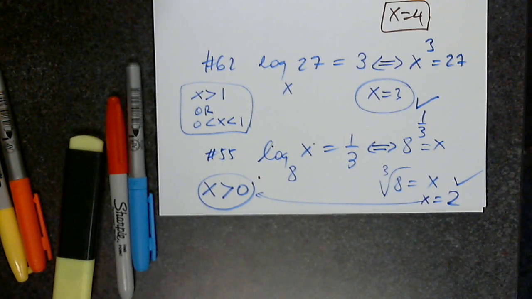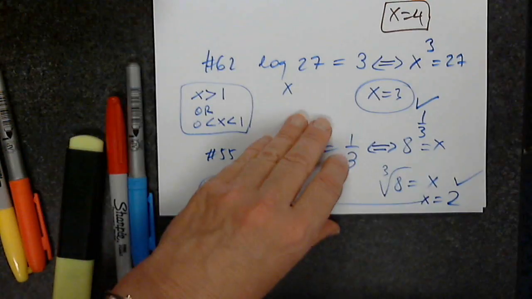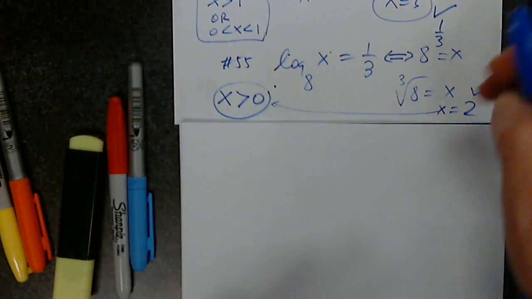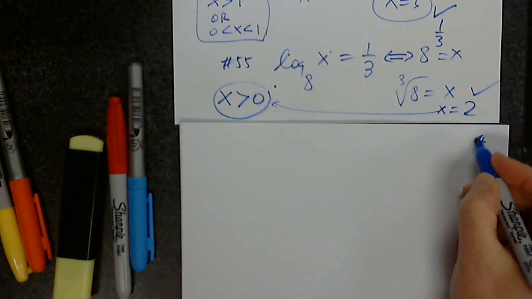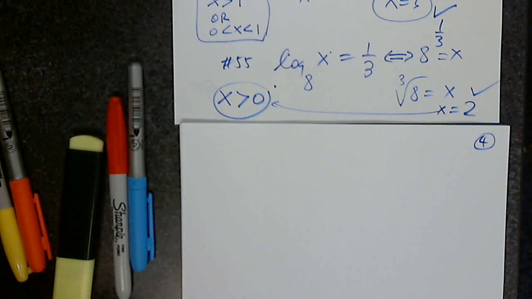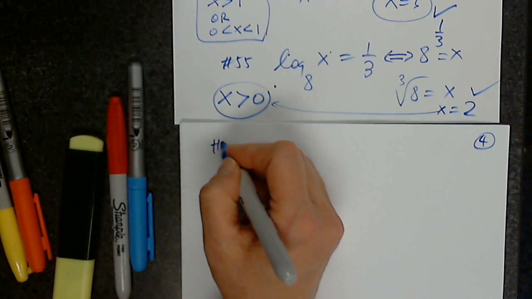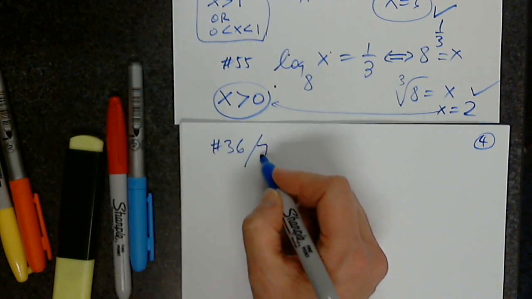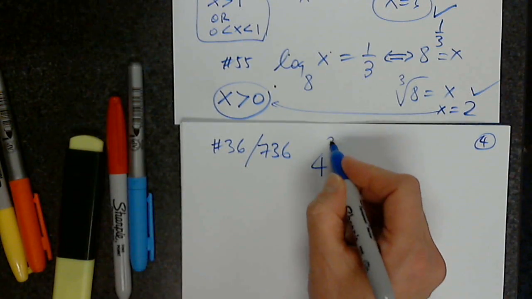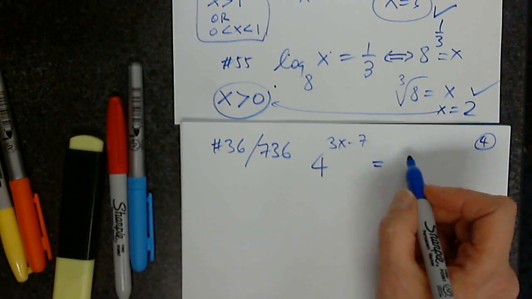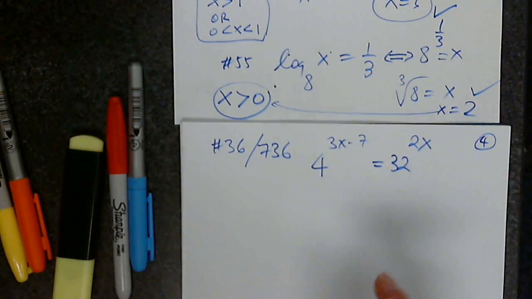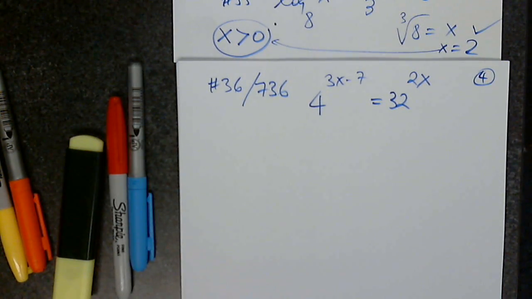Okay, we're going back now to section 12.3, in which we will look at a word problem, and we will look at some more equations. Can anyone tell me what type of equation this is? Let me write it. Number 36 on page 736: 4 raised to 3x minus 7 equals 32 raised to 2x. Can anyone tell us what type of equation this is? Exponential. Of course, because the variable is at the exponent level.